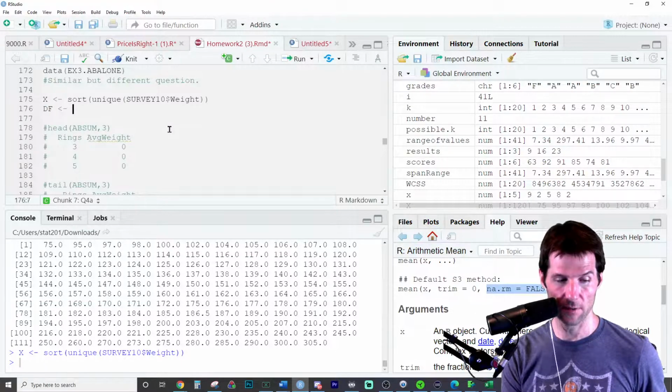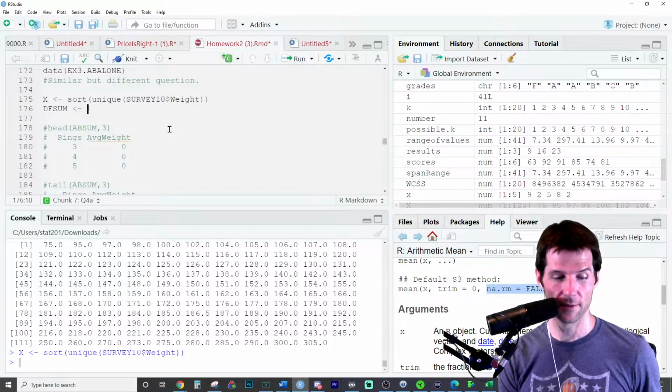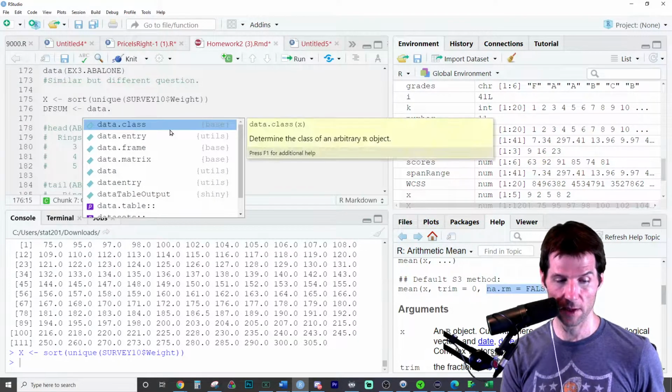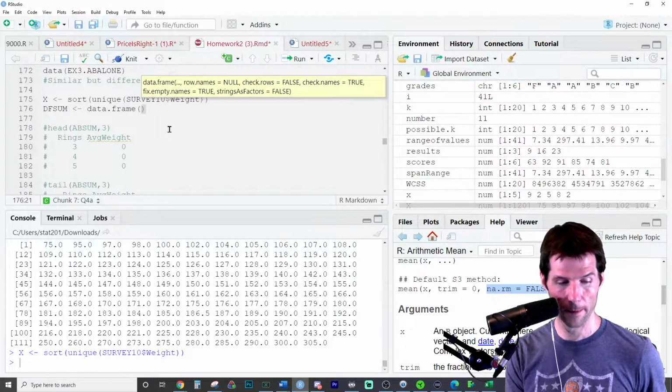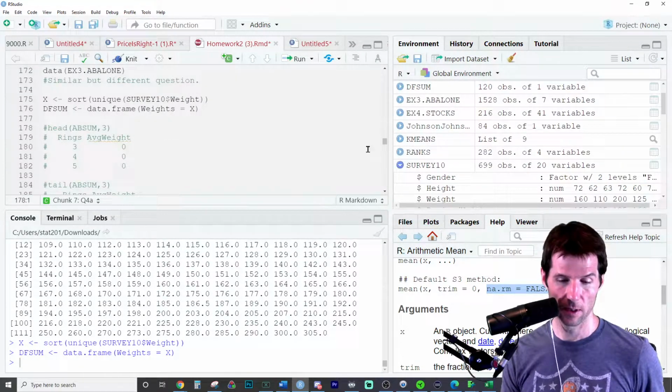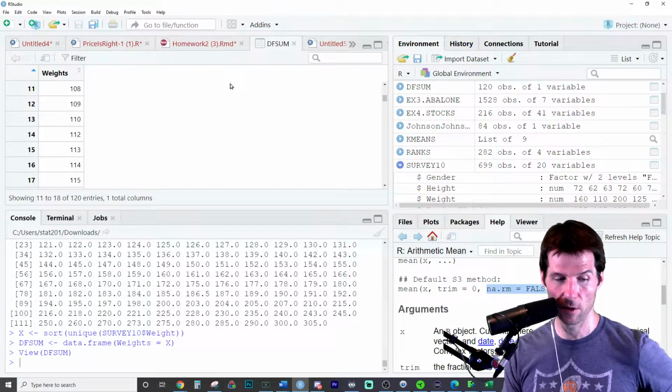And I go to df, data frame, and I'm going to call it data frame sum. Hint, hint. And if you look at the similarities, I'm going to go to data frame. This is going to be weights. And weights is going to be equal to X because I stored it out there in the global environment. And if you take a look at df sum, what do you notice?